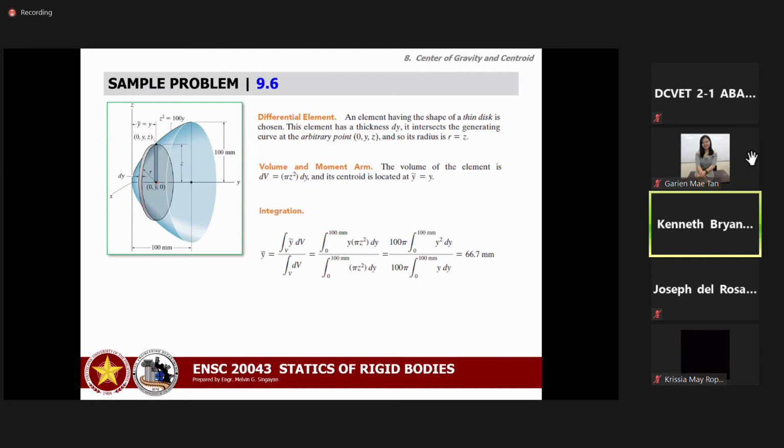So we have bar y is equal to integral of y curl dV over integral of dV. So that is equal to integral of y times pi z squared dy from 0 to 100, divided by integral of pi z squared dy from 0 to 100. But we are integrating with respect to y, so z squared should be a function of y. Since we have this equation of the curve, z squared is equal to 100y, we'll replace z squared by 100y. Then, by doing so, we have 100 pi times integral of y squared dy from 0 to 100 divided by 100 pi integral of y dy from 0 to 100. Okay, so evaluating these integrals, it will give you bar y equal to 66.7 millimeters. Okay, so that is the answer.